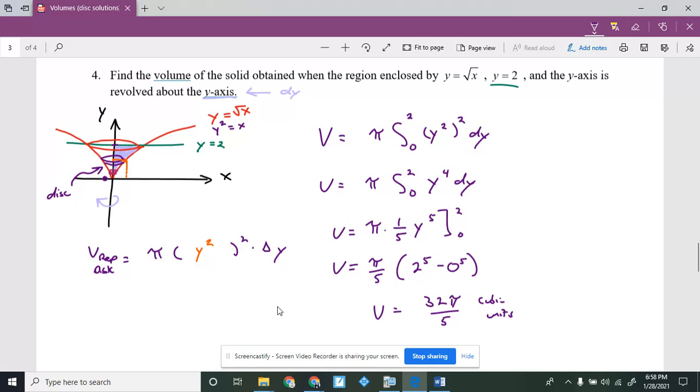All right, so that is using disks, the method of disks, to get volumes created by revolution. Today we only revolved around the x-axis and the y-axis. Tomorrow maybe we revolve around random lines.